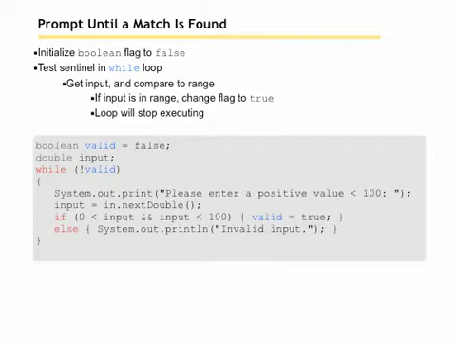So boolean valid = false. double input. While not valid, so we haven't received valid input yet.